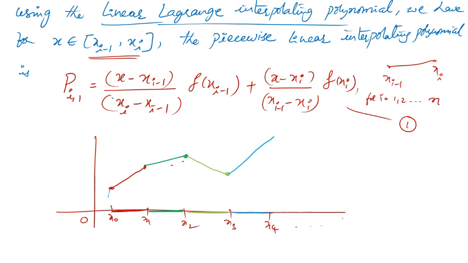So this is my piecewise linear polynomial: this one, this one, this one, this one. In each subinterval, the polynomial is approximated by a straight line. This is called the piecewise linear interpolating polynomial. Now let us consider one problem based on piecewise linear interpolation.